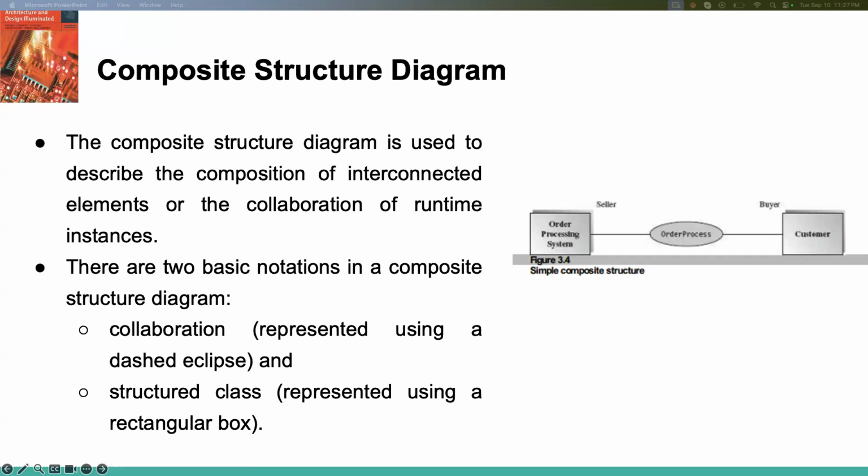A composite structure diagram is used to describe how elements are connected and how they collaborate at runtime. It focuses on the internal structure of a system, and shows how the different elements interact with one another. There are two key notations in the composite structure diagram. Represented by the dashed ellipses is collaboration. It shows how different elements work together or collaborate to perform specific tasks. And a rectangular box represented by the structured class. It shows the internal structure of a class, including how its parts are interconnected.